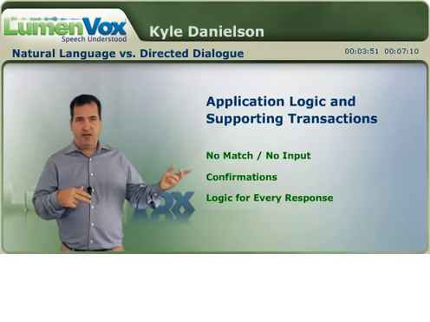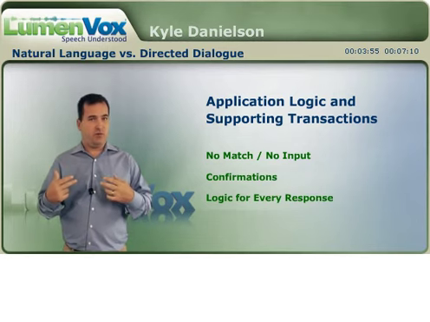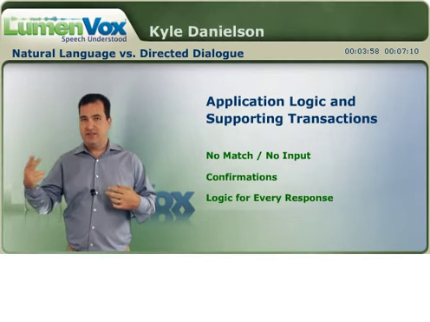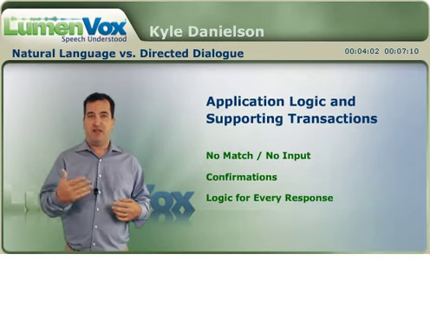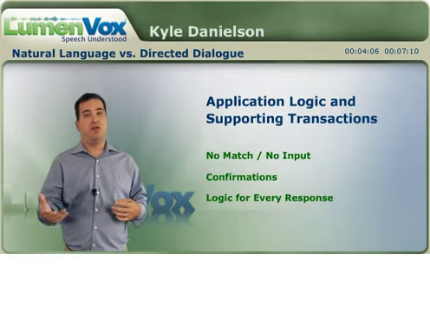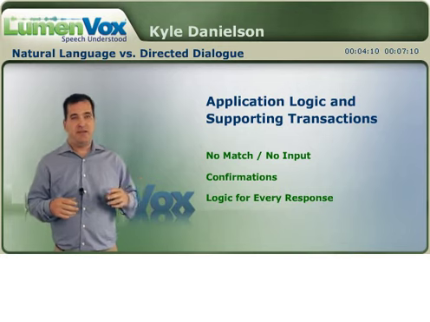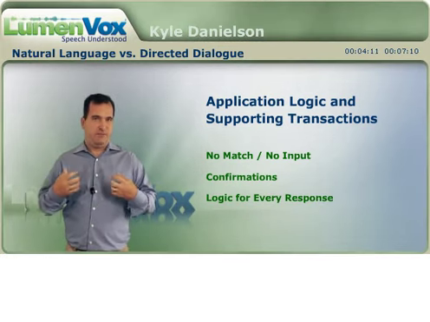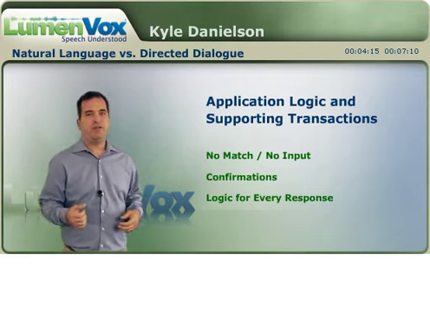Under confirmations, this is the idea of we weren't so sure what they said. So we're pretty sure they said main menu, but to be sure, you might want to confirm it, and that's what the ASR engine will tell you. You, as the application developer at that point, will then confirm that the caller actually wants to go to the main menu. And again, for every response the caller makes that we decide this is what they said, you have to have application logic to support it.